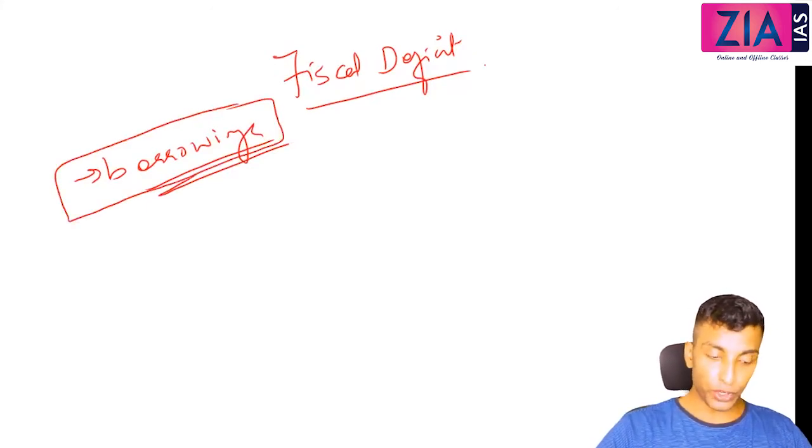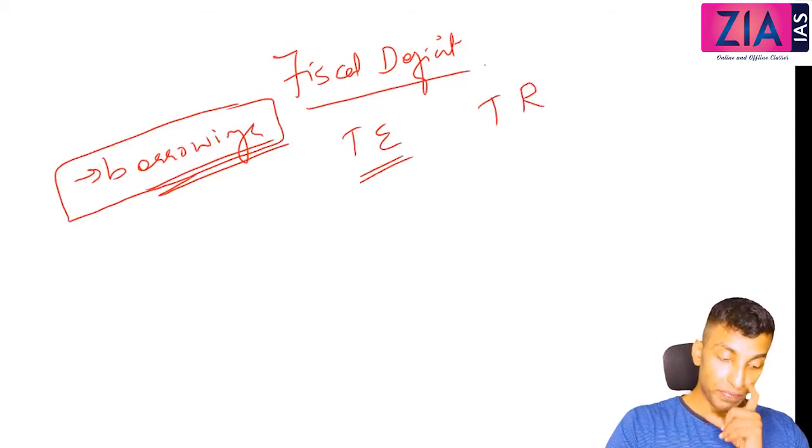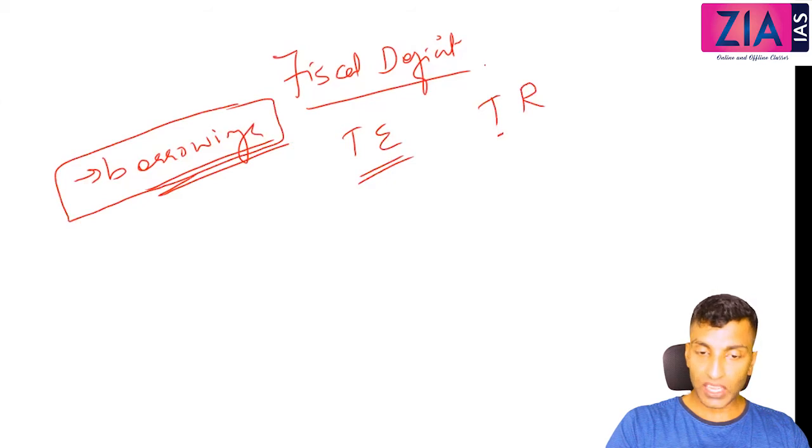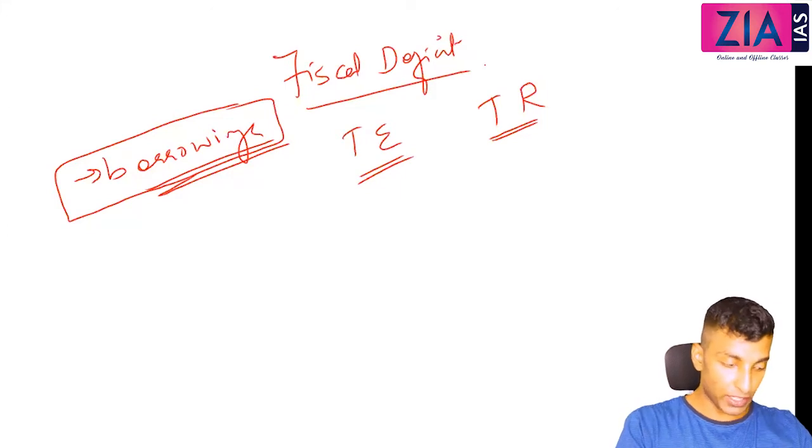It is the excess of total expenditure of the government over its total receipts other than borrowings during a financial year. So it is the excess of total expenditure of the government over its total receipts other than borrowings during a financial year. So total expenditure minus total receipts except borrowings.